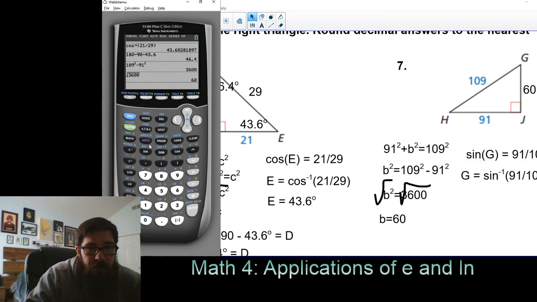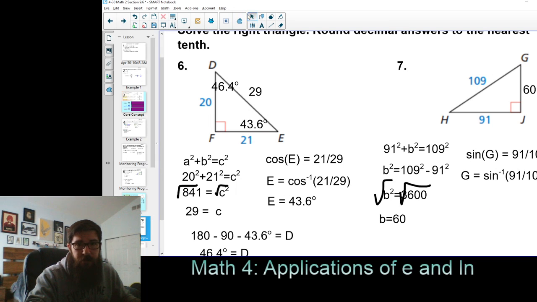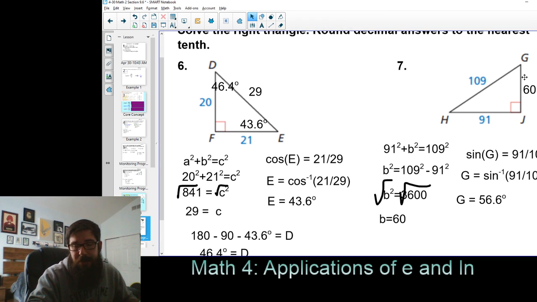Let's do inverse sine of, oh, that's just regular sine. Be very careful about that. That's going to give you very different things. It does need to have that inverse. Inverse sine of 91 over 109 is going to be 56.6 if we round to the nearest tenths place. We got 56.6 degrees for angle G.